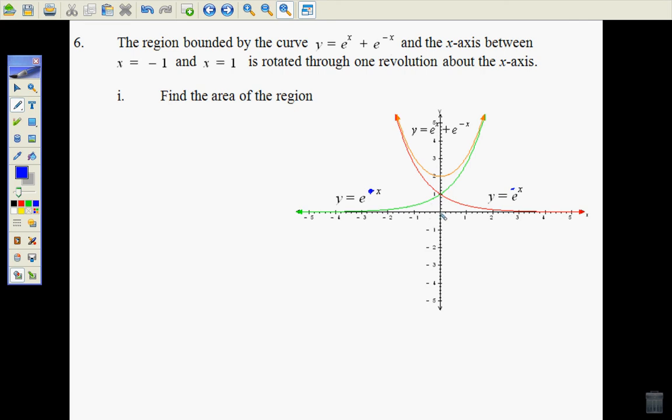So when I look at the critical value, where x is equal to 0, they both go through 1, so it must go through 2 there. So it must be (0, 2), because they're both 1 at the same time when x is equal to 0. But then what we notice is when x approaches negative infinity, e to the power of x approaches 0. So it's becoming almost nothing. And e to the minus x approaches infinity.